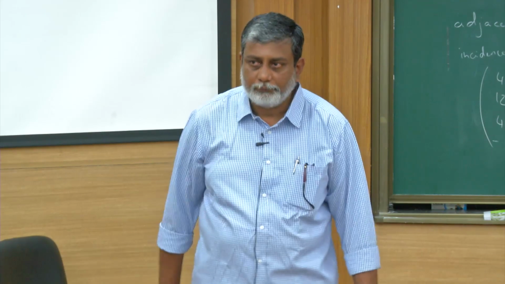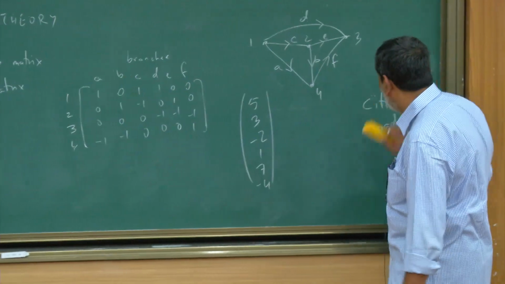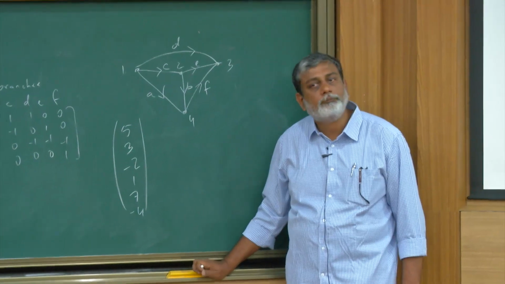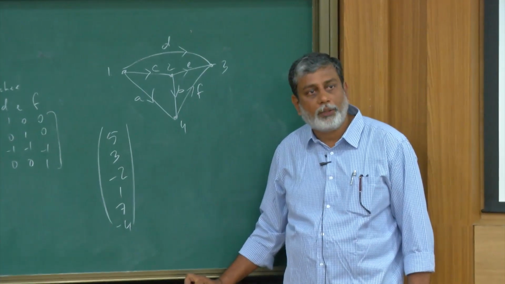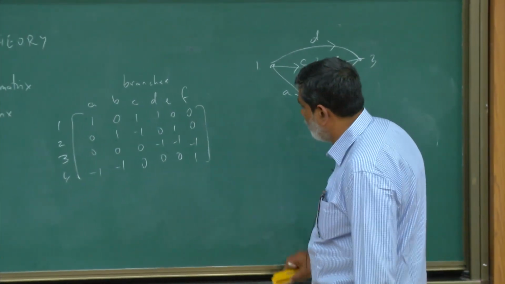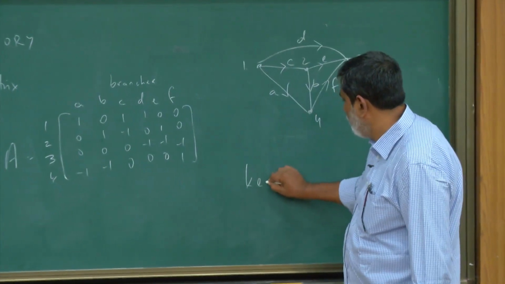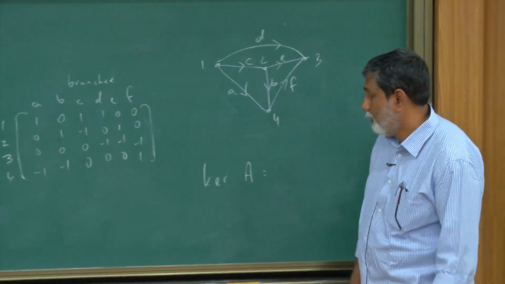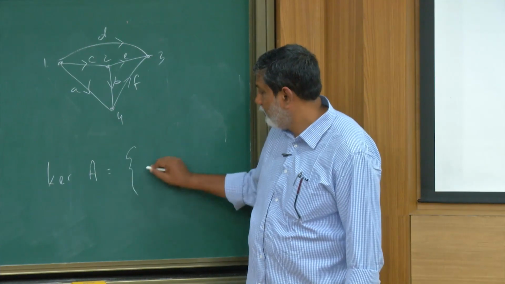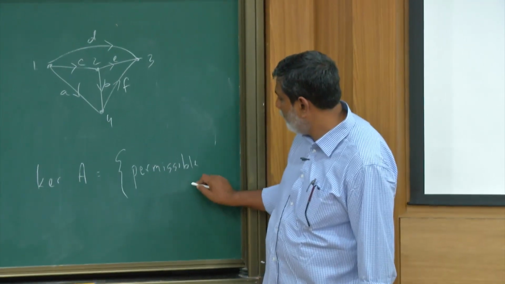Yeah, so we will do that. We will do that shortly. Since my background is electrical engineering, I will take this to be an electrical network. So then, if I call this matrix A, kernel of A, I could think of as all permissible currents.